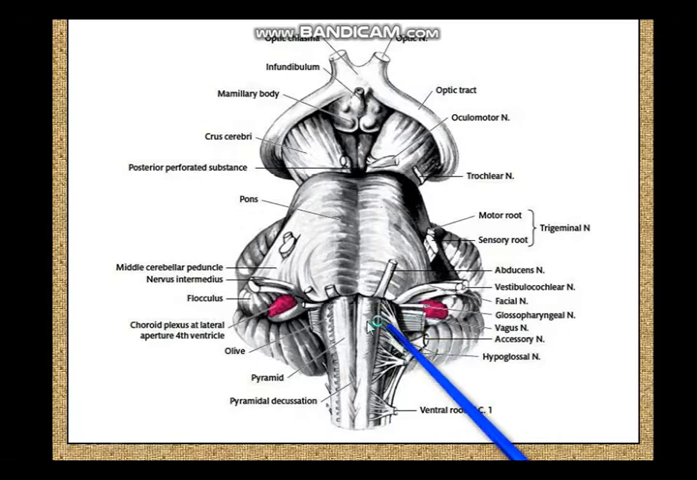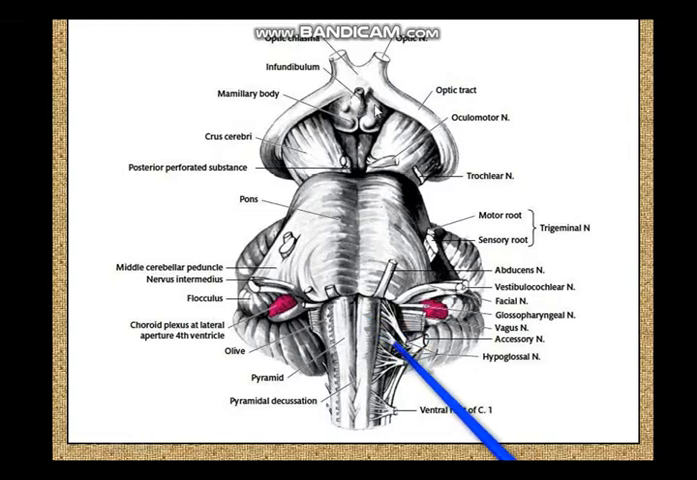The pyramid is continuous with the anterior funiculus of the spinal cord, that is the anterior white column of the spinal cord, and the olive and the inferior cerebellar peduncle are continuous with the lateral and posterior white matter of the spinal cord. Although they are not equivalent, more or less they are continuous.